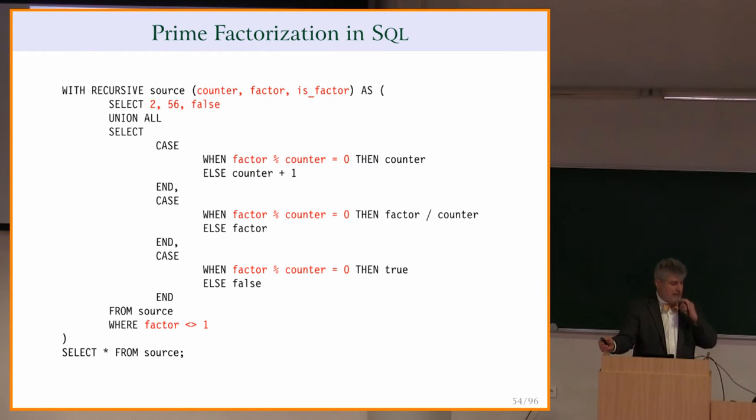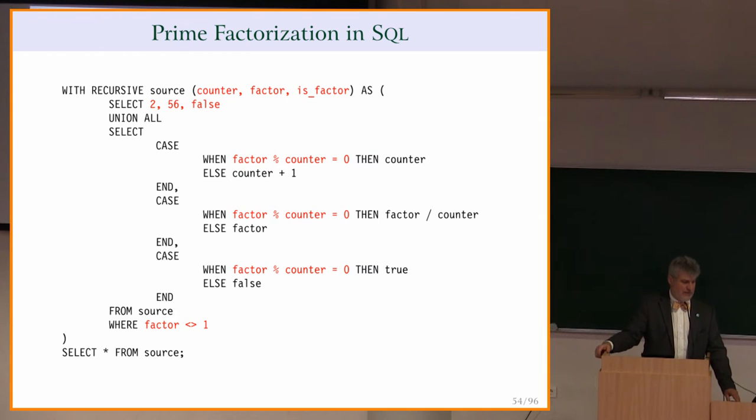Okay. Here is a common table expression that actually factors a number. It uses the case statement, which we talked about before. What we're effectively doing here is factoring the number 56. We're starting with the number 2, and we're saying, is 2 a factor of 56? Because factor is number, counter is 2, factor is 56, is factor is false. So we say, okay, is 2 a factor of 56? If so, then return the value. If not, return counter plus 1. Okay?